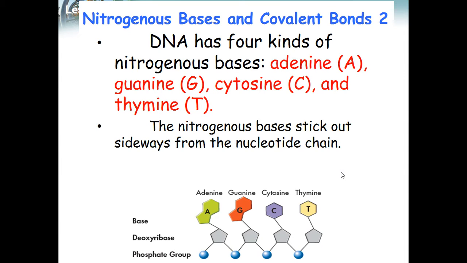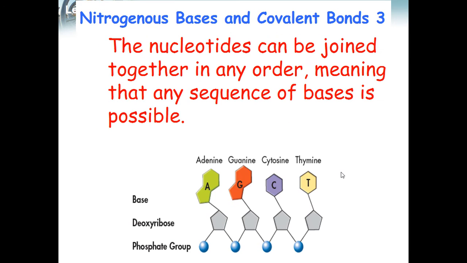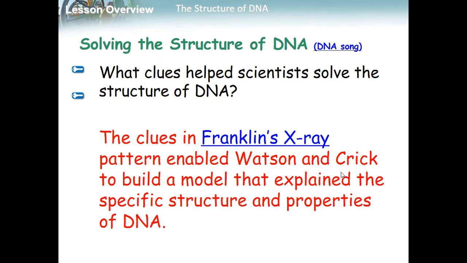DNA has four kinds of nitrogenous bases. As we've already stated, the A, T, G, and the C: adenine, guanine, cytosine, thymine. The nucleotides can be joined together in any order to make these sequences. It's just the arrangement of these sequences that allows it to have all of the unique diversity that we see in DNA today.